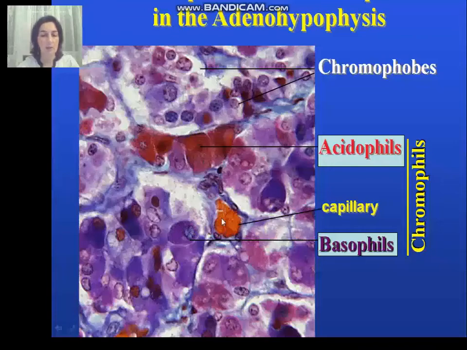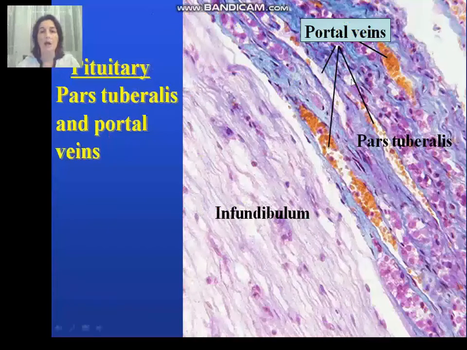Here we are looking at the blood capillary. The chromophobic cells do not take any stain because they do not have those granules. Maybe they are not fully mature cells which haven't yet produced their hormones, or they may be degranulated cells which have already released their hormones. And here we are looking at the stalk which connects the pituitary and hypothalamus.